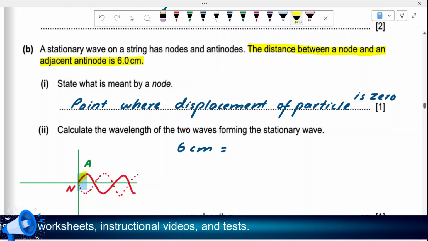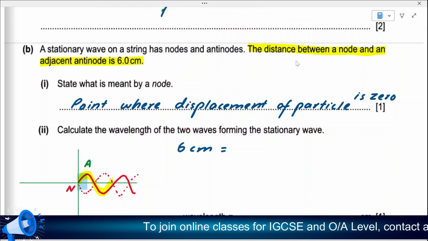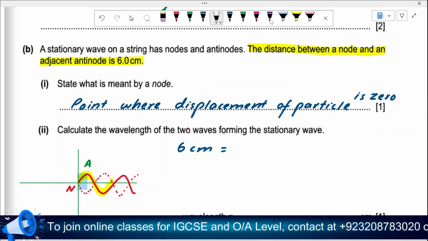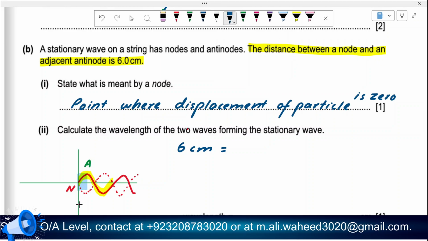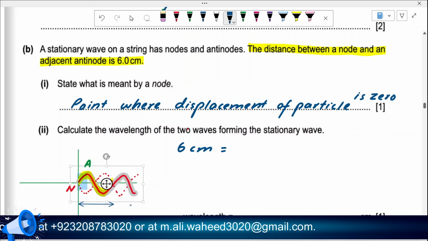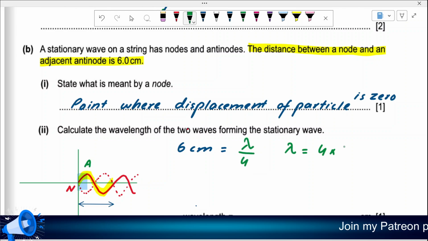Because for the wavelength, we have to go from here back to the node, go to the next antinode, all the way to the node. In one complete wave, we have 3 nodes and 2 antinodes. So this would have been one wave till here. So the given distance is only a quarter of the wavelength. Hence the wavelength has to be 4 times 6, which is 24 centimeters.